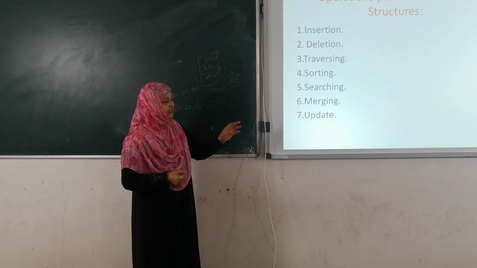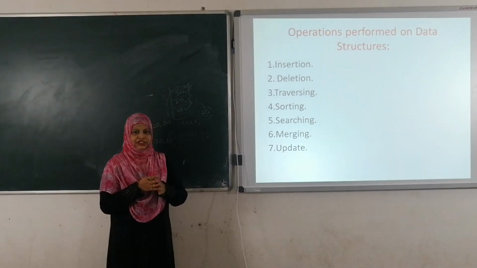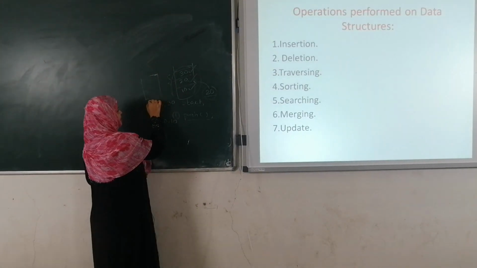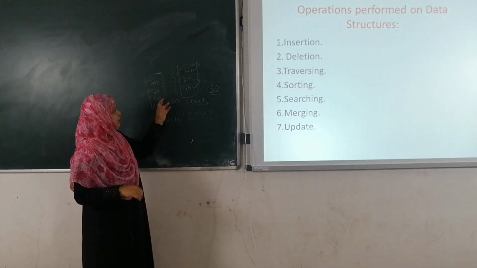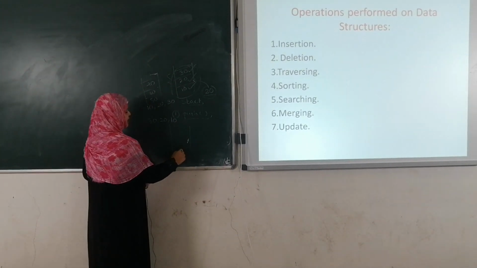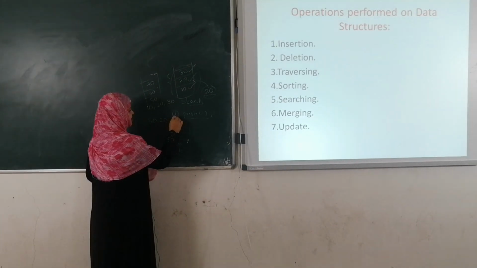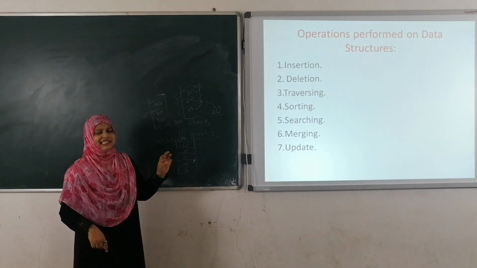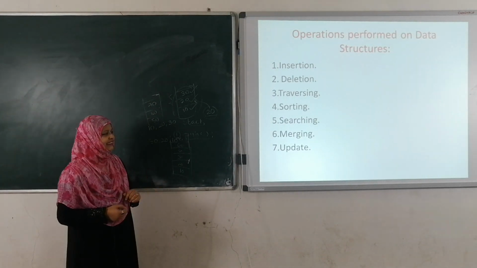Next is merging. Merging means combining 2 data structures. For example, here one data structure 10, 20, 30 is already there. Now I use one more data structure, another stack, 50, 60, 70. After performing the merging operation and combining them, we get 10, 20, 30, 50, 60, 70. Here I am taking stacks as the example, but we can perform all these operations on stacks, queues, lists, double linked lists, trees and graphs. These are the basic operations.